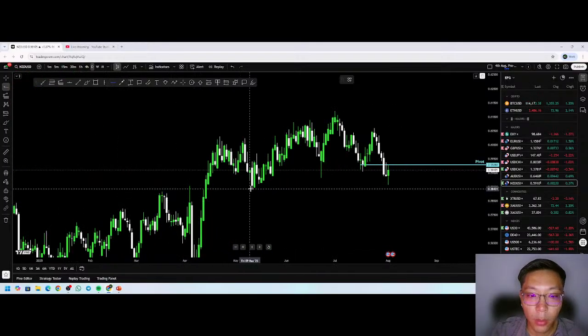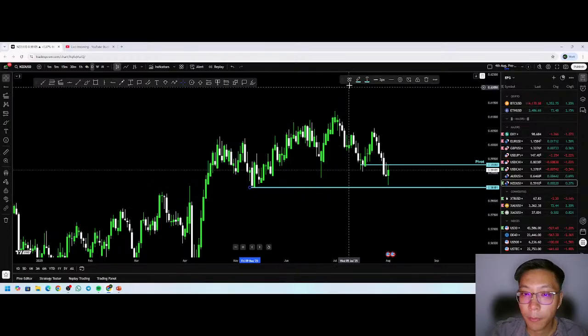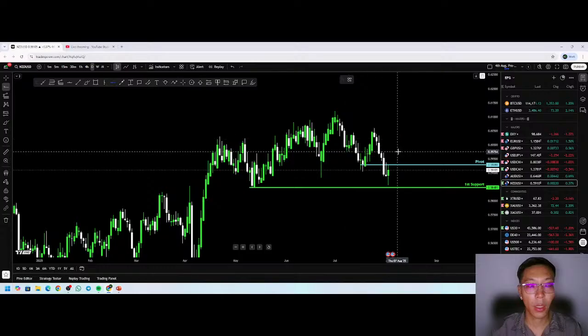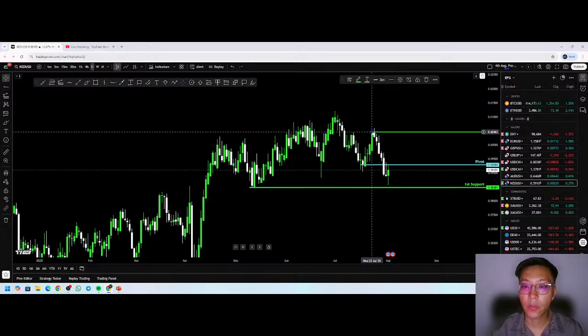let's take a look at the bigger picture. Let's see this. I think this is fine. Okay, this shall be our first support, and this shall be our first resistance.